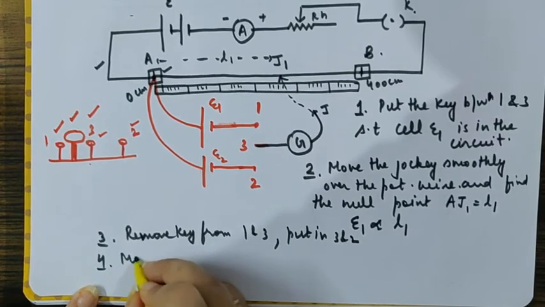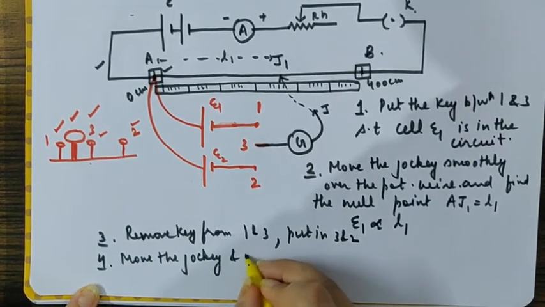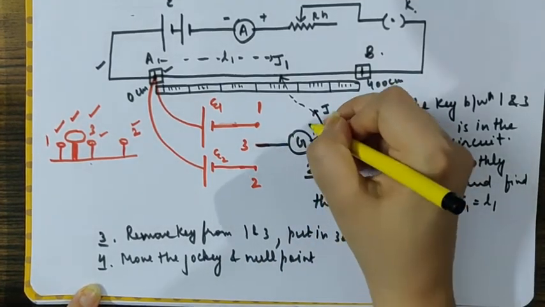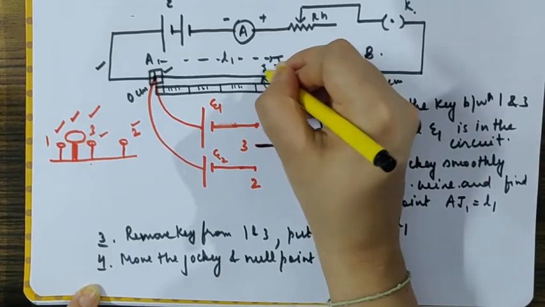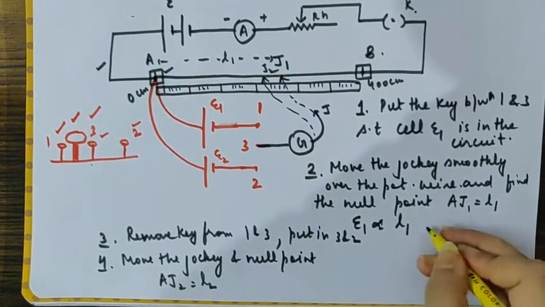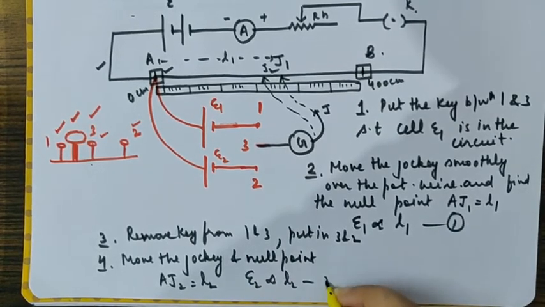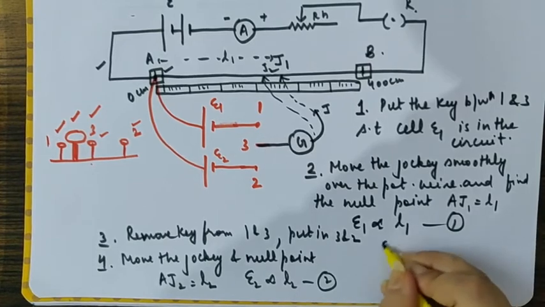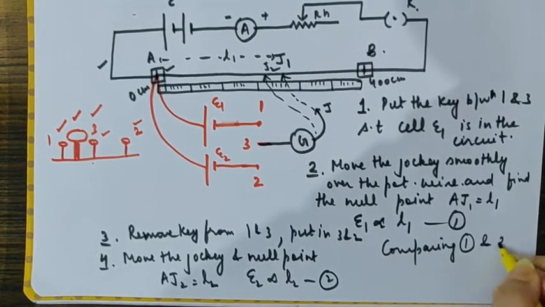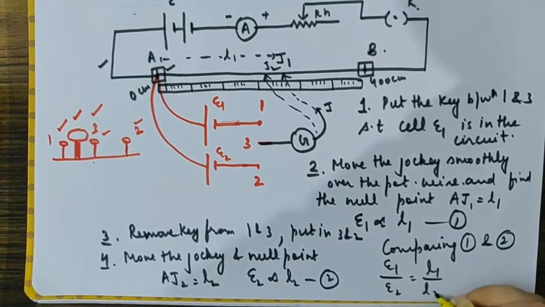Again move the jockey and find the null point. Say that null point is J2 and the length AJ2 is equal to L2. So according to the potentiometer principle, if this is equation 1, E2 must be proportional to L2, equation number 2. Now comparing 1 and 2, we get E1 by E2 is equal to L1 by L2.